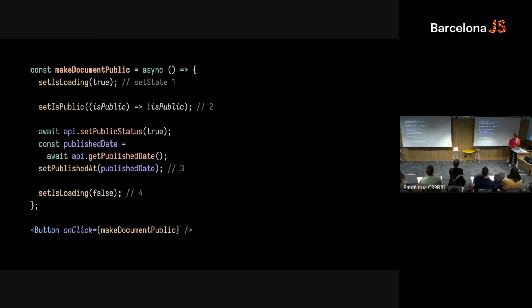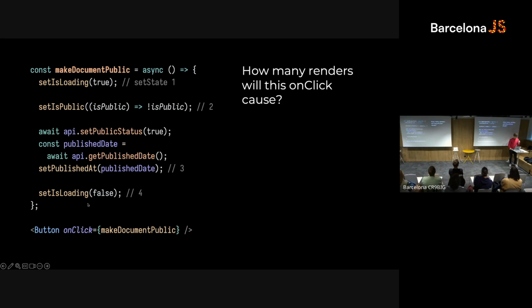So here's a button that has an onClick. And the onClick calls a function that's called makeDocumentPublic, and this function has 4 setState calls. First, it sets isLoading to true. Second, it flips the isPublic flag to the opposite. Then it makes 2 API calls. Then it sets setPublishedAt to whatever result the API has returned, and it sets isLoading back to false. 4 setState calls. The question: how many renders will this onClick cause?